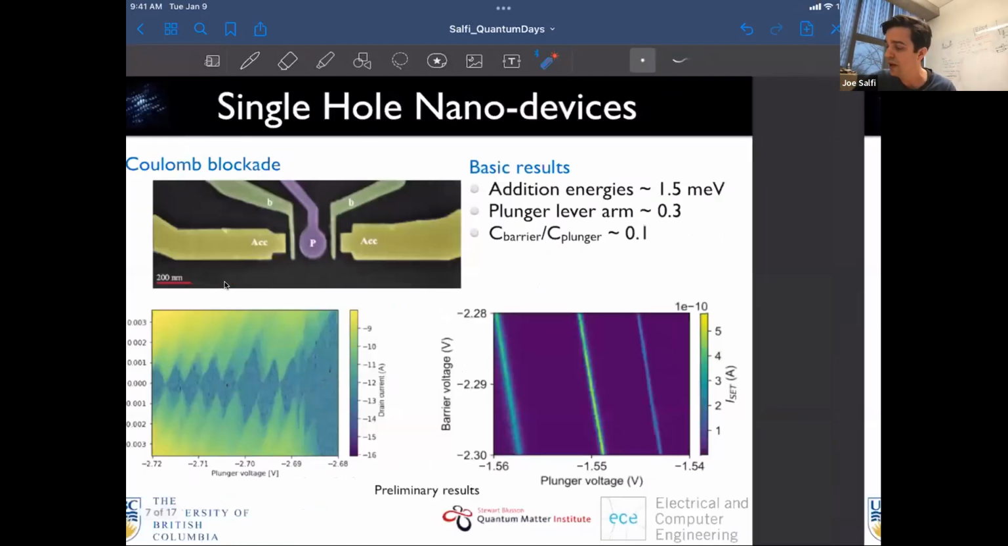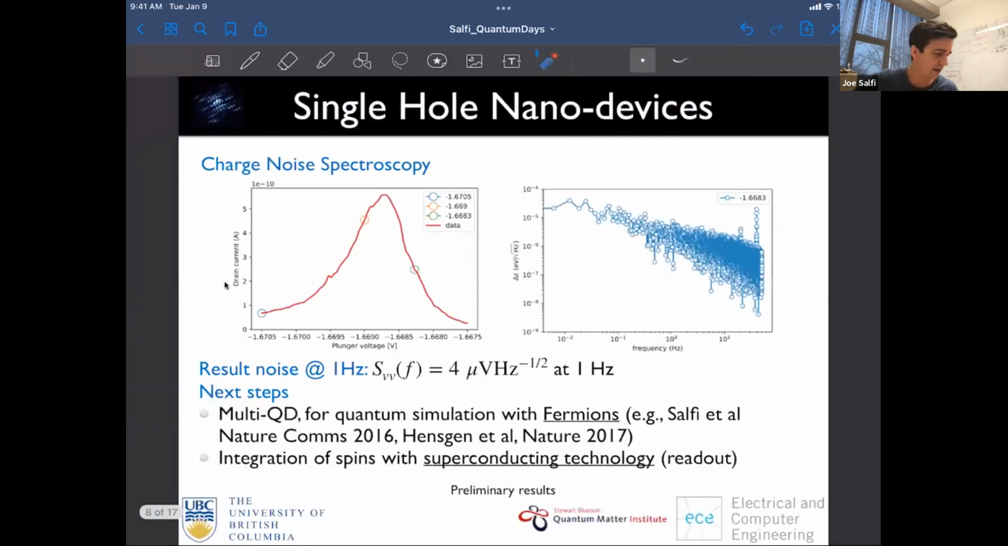It's a single hole device, and we're working on scaling this to multiple quantum dots. Another thing that we've looked at in that cool down from last fall was charge noise spectroscopy.